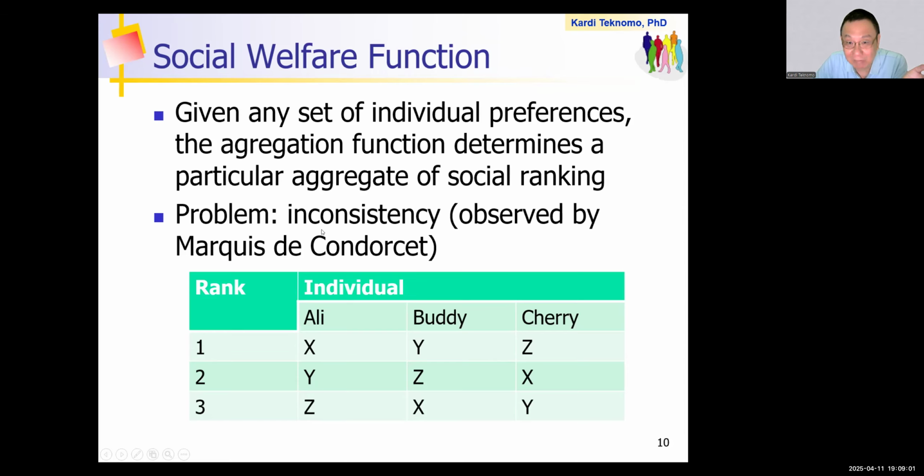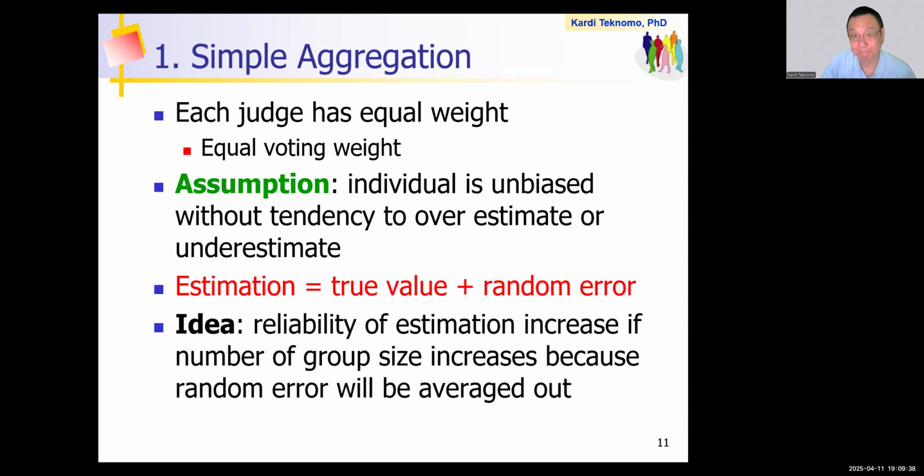So there is a problem of inconsistency in this example, which was actually observed a long time ago by the Marquis de Condorcet. So that's why this is called a paradox. Condorcet paradox. Later we will discuss this in more detail. So let's start with the simplest aggregation function, or social welfare function, which is simple aggregation.